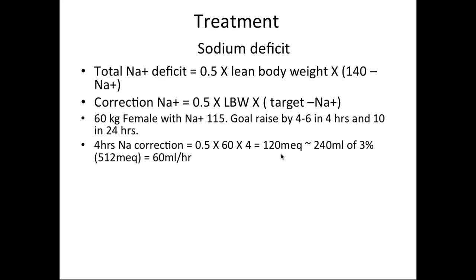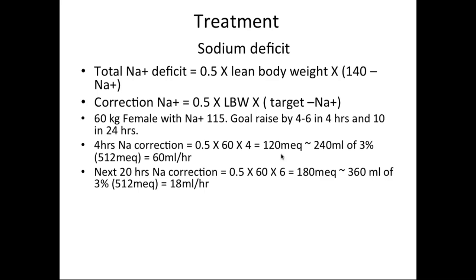After the first 4 hours are done, you want to correct by another 6. So 4 plus 6, 10 for the full 24 hours. So for the next 20 hours, the correction is going to be 0.5 into 60 multiplied by 6, so the total correction of 4 in the first 4 hours and 6 more in the next 20 hours. So that is going to be 180 MEQs, which will be 360 ml that you want to give over the next 20 hours, and that will come out to 18 ml per hour.